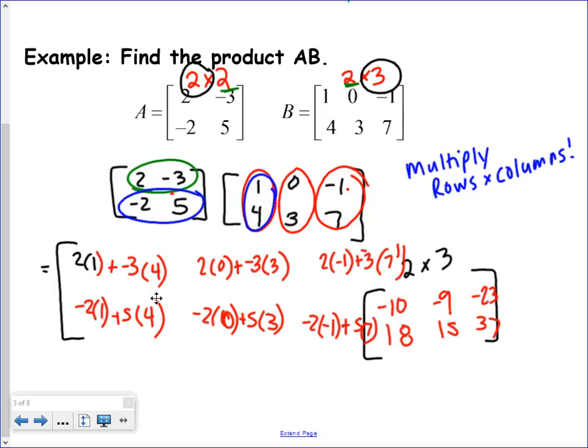Can you multiply, theoretically, a 3 by 4 and a 4 by 8? Sure, you'd get a 3 by 8 matrix. Now, we can do A times B.